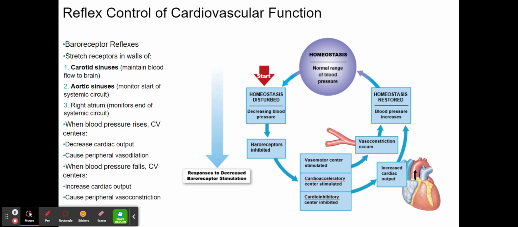So let's go into a few of these. First, we'll talk about baroreceptor reflexes. Baroreceptors are specialized receptors that monitor the degree of stretch in the walls of expandable organs.